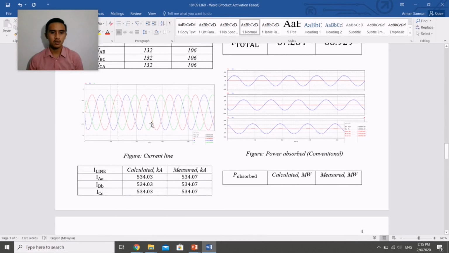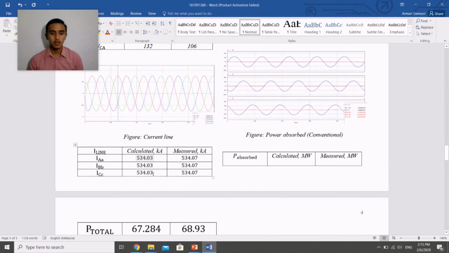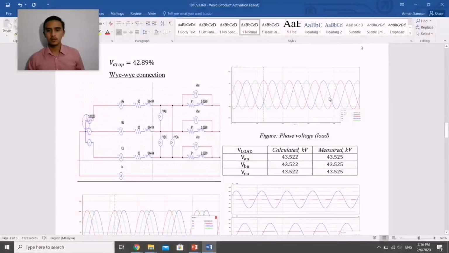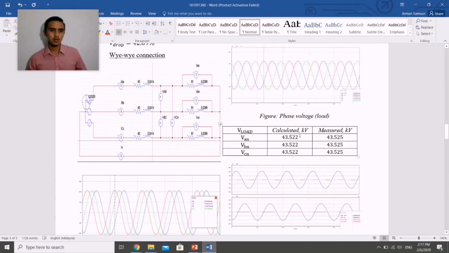So moving to the current line, I got from the PCIM 534.07, which is just slightly different from the calculated value, which is 534.0803. Sorry. And okay, for the phase voltage, I got 43.525 kilovolt compared to the calculated value, which is 43.522 kilovolt, which is just a bit different, near to the calculated value.